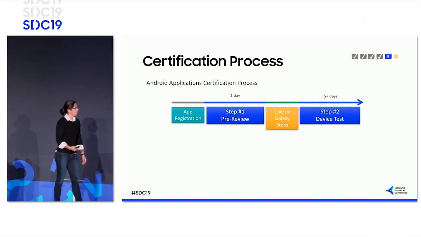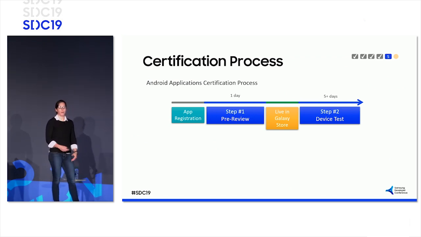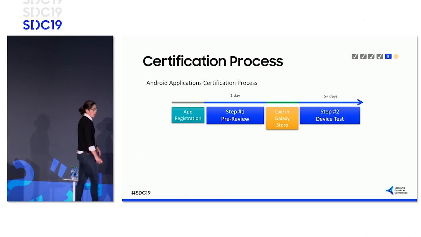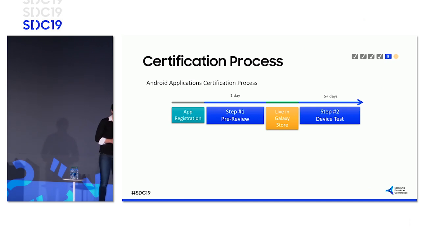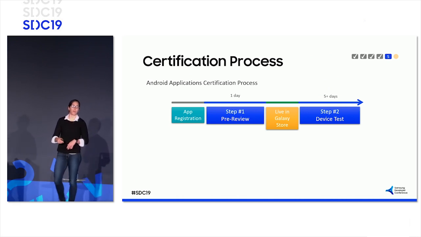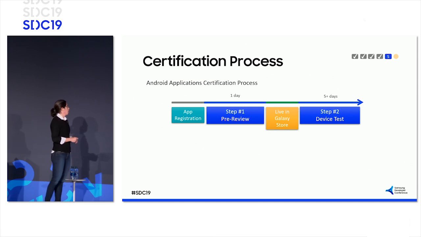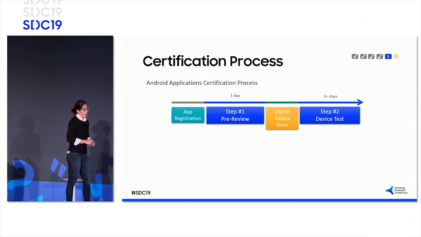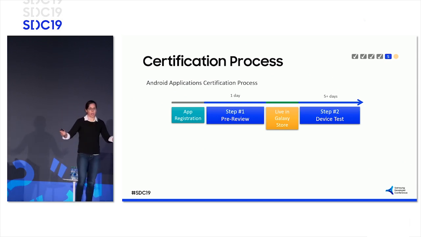Galaxy Store has a certification process. So you have tested your APK. You are ready to go. You want to publish in the store, so you need to submit for certification. There are 2 steps to this certification process. The first one is a content validation and basic function testing. It usually takes around 1 day for the APK to be live after finishing this pre-review step. And after that, your application will be live in Galaxy Store.